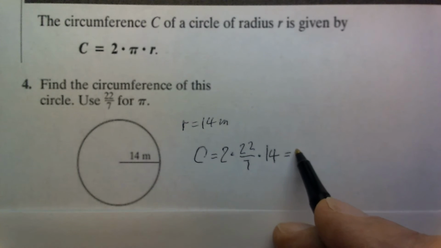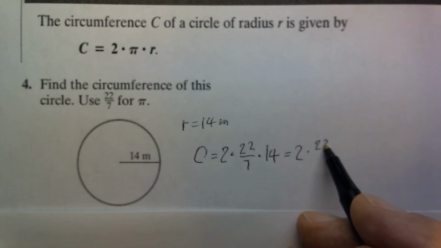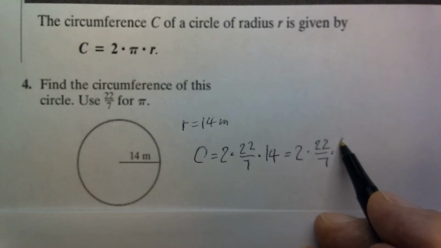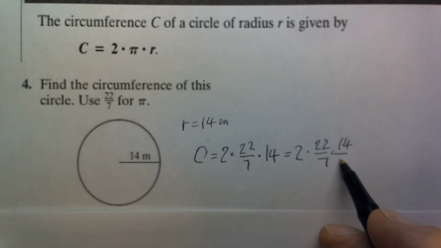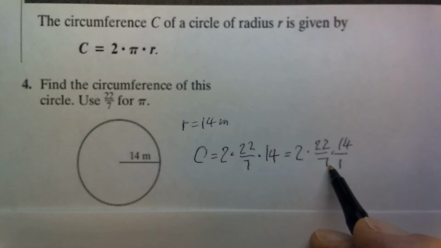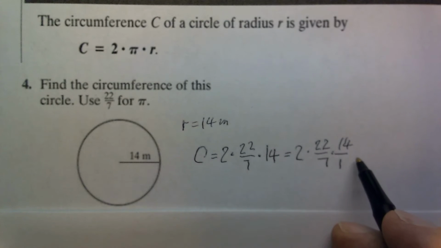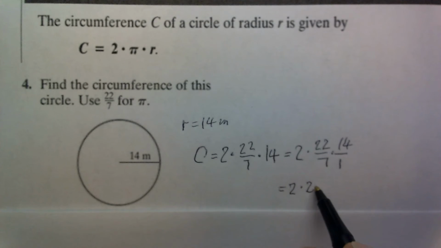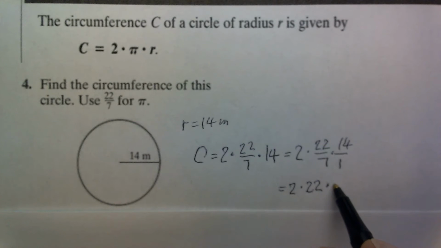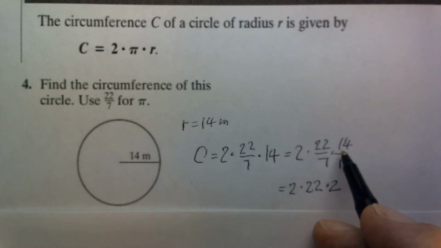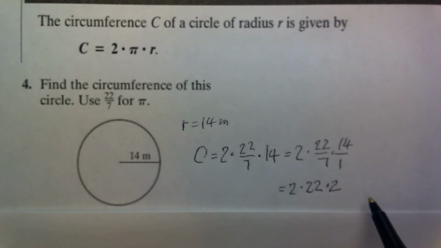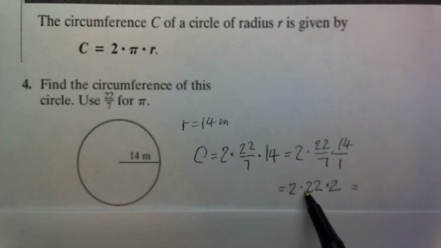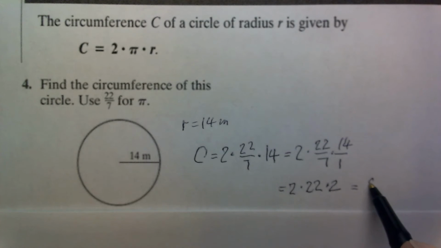So we can write that as 2 times 22 divided by 7 times 14 divided by 1. And since 7 goes into 14 two times, we have 2 times 22 times 2, where the last 2 comes from 14 divided by 7 being 2. And so this then is equal to 4 times 22, or 2 times 44, or 88 meters.